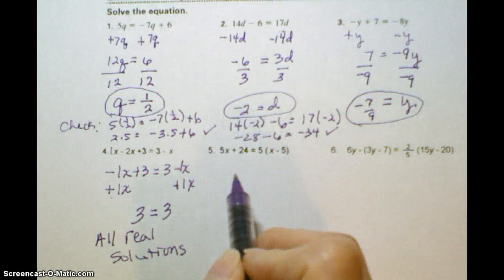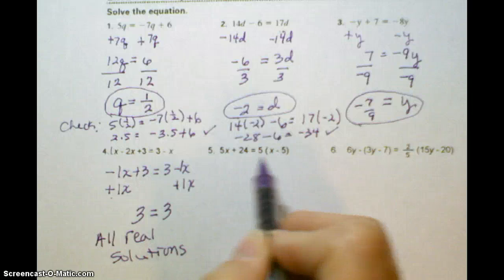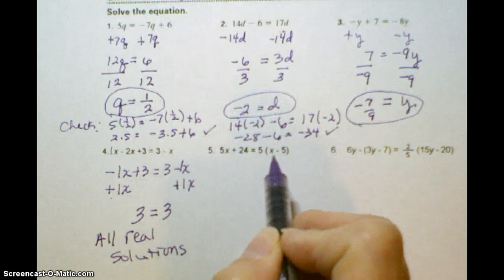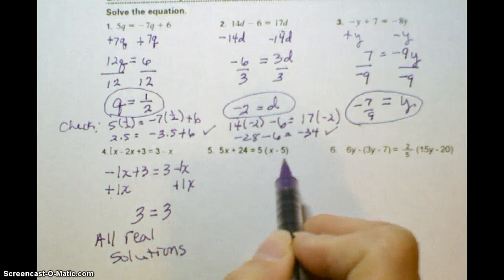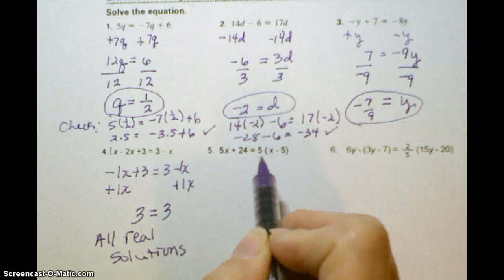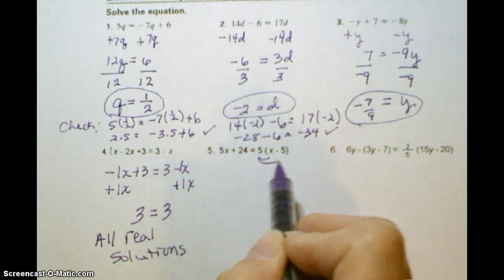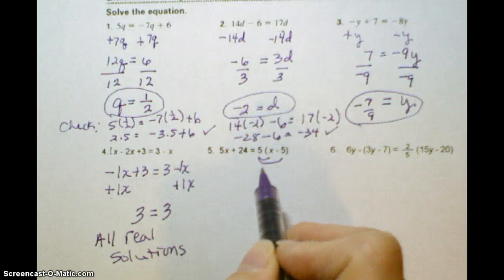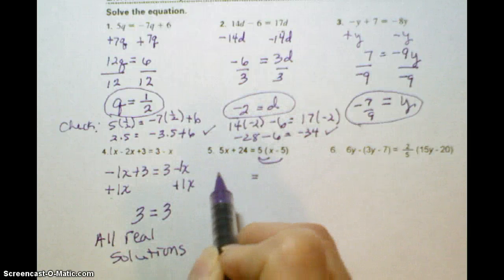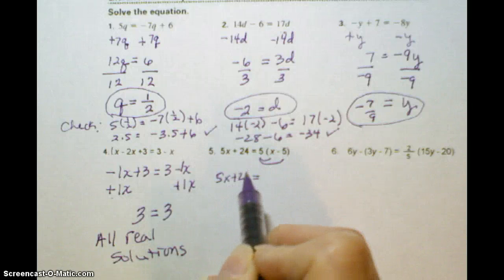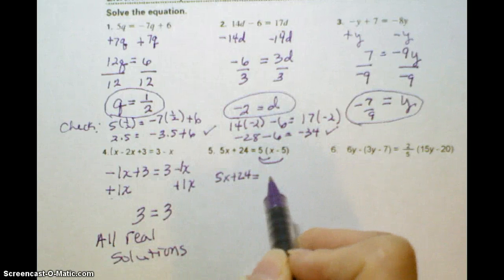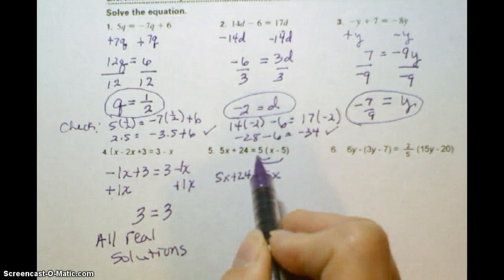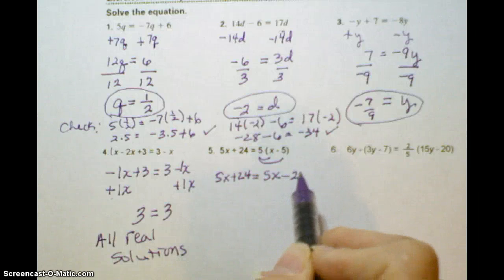Okay, let's look at number 5. If I notice on the right side, order of operations, there's some parentheses here. But I cannot combine those because they're not like terms. So I'm going to have to use distributive property, because now the parentheses indicate multiplication. Okay, now on the left side, I'm just going to bring all this stuff down because I need to work the right side. So I've got 5 times x and 5 times negative 5, which is negative 25.